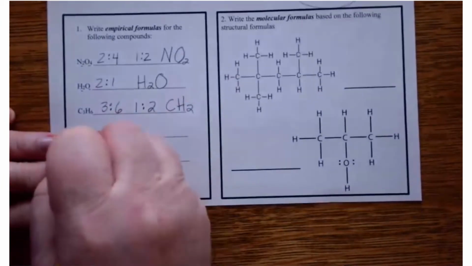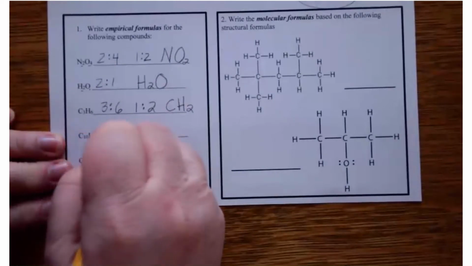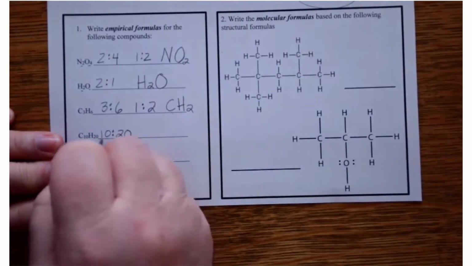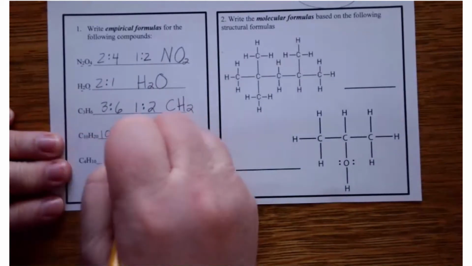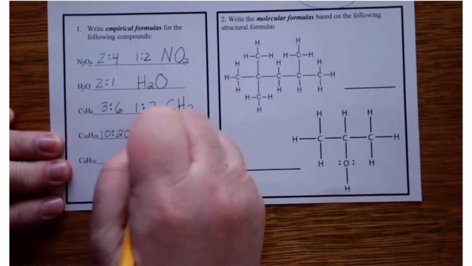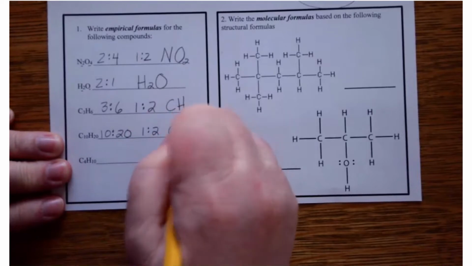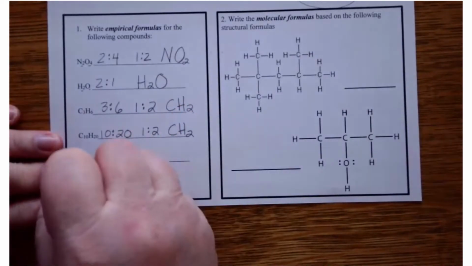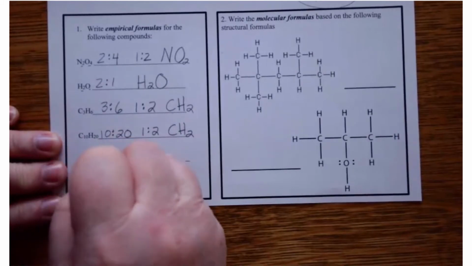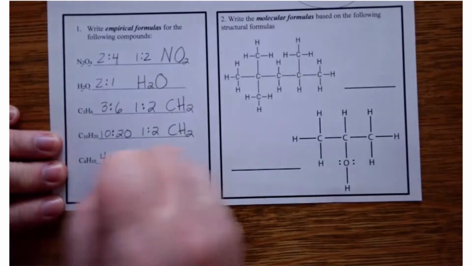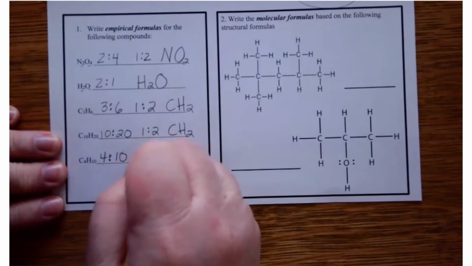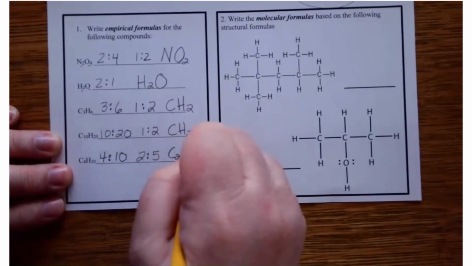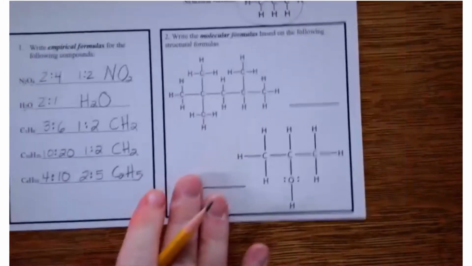Let's look at the next one. My ratio is 10 to 20. Can we reduce that? Yes. I can divide both of these by 10, right? So that would be 1 to 2. So again, CH2. And then C4H10. So 4 to 10. Can I reduce that? Yep, divide them both by 2. 2 to 5. So C2H5. Right?